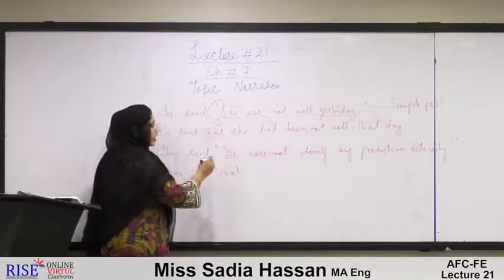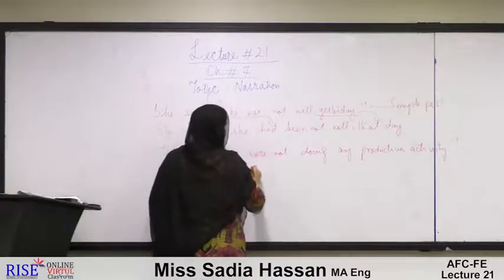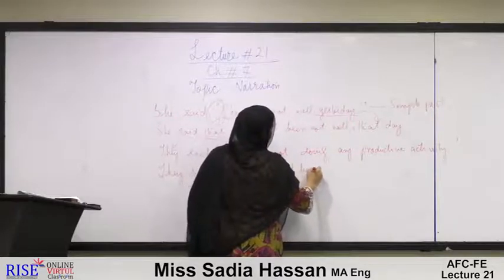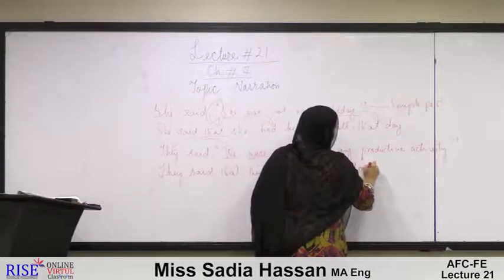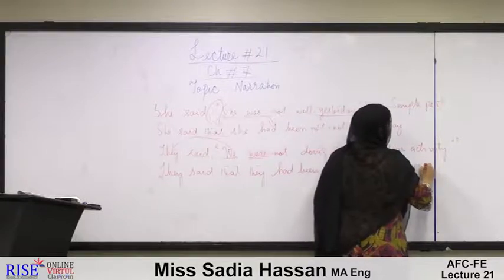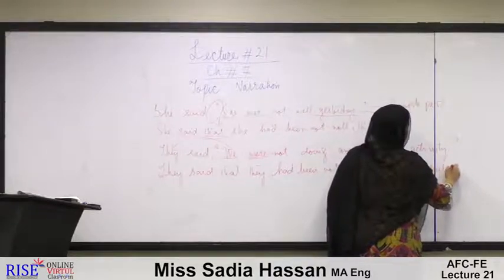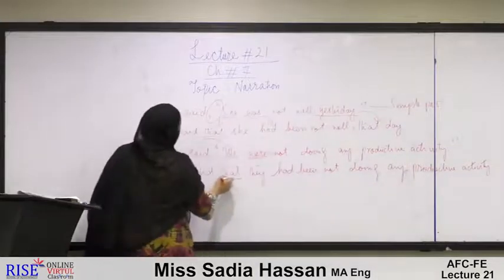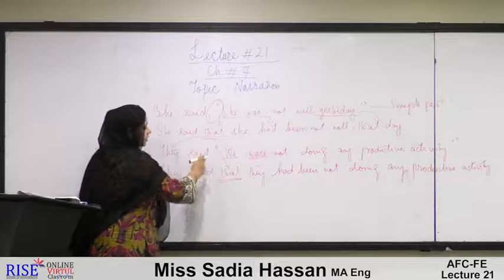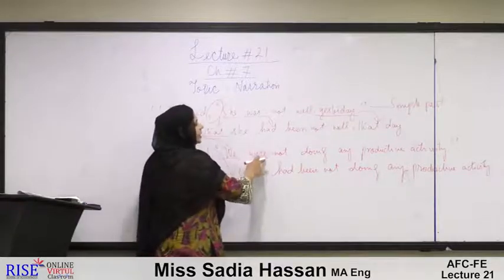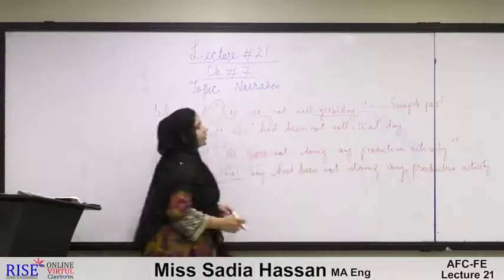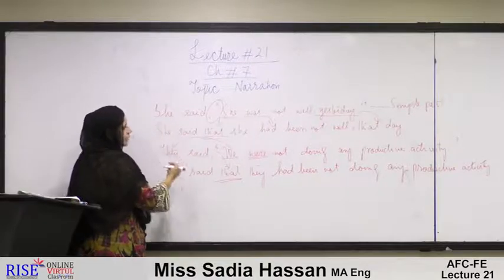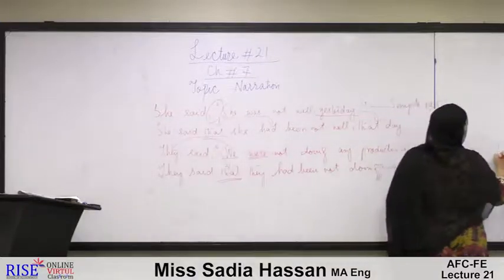First, "we" is a first person pronoun that changes according to the subject, so I have changed it into "they". Were changes to had been: not doing any productive activity. This "that" has been introduced after the removal of the quotation marks and comma. Were has been changed into had been. There is no adverb, so we are not going to make any other change in the sentence. And this was a sentence from past progressive.